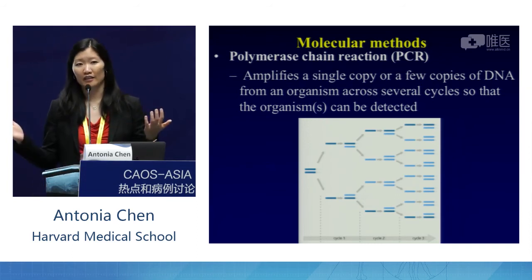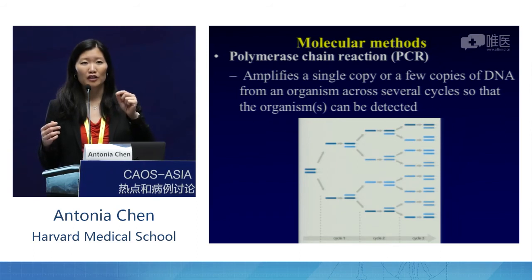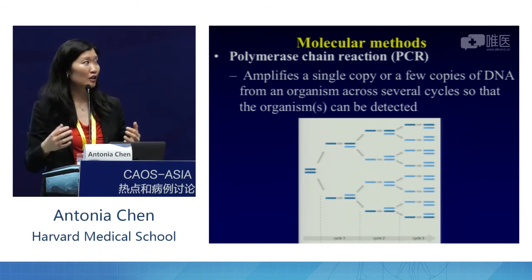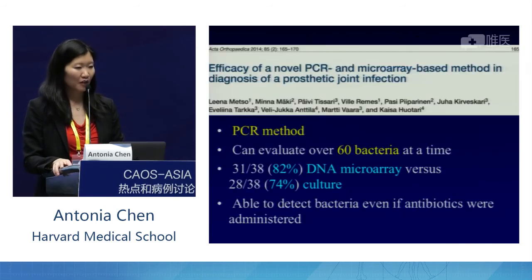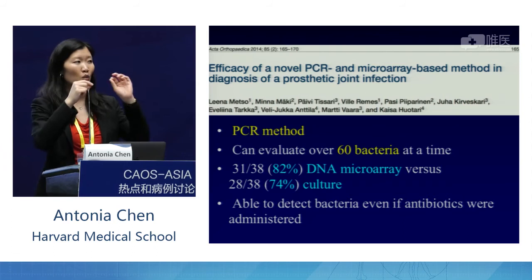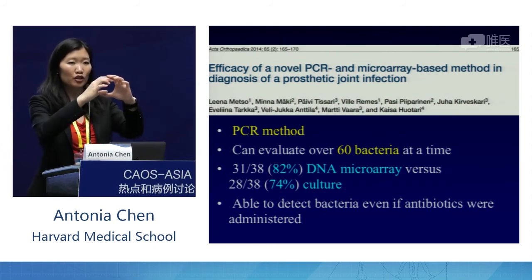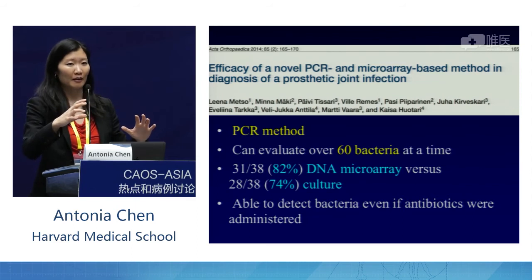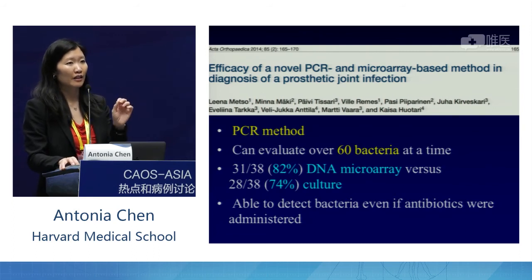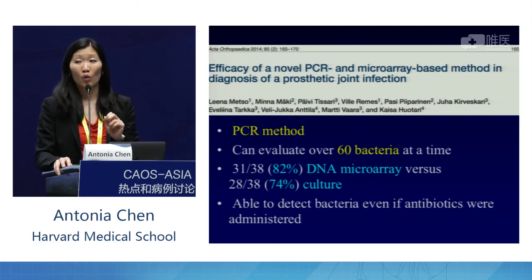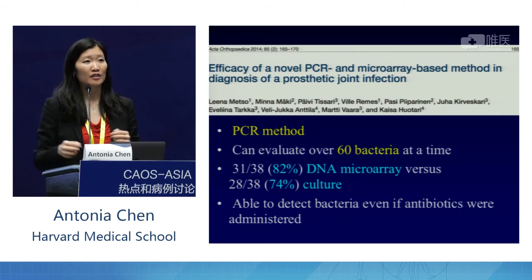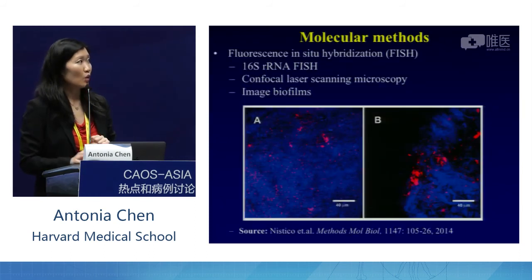PCR has been around for decades. It's not a new technology. But the benefit is if you have a little bit of bacteria, you can multiply it out multiple times to actually see what organism is present. The best way to do it is not to take every single bacteria and multiply it out multiple times. You want to take one bacteria and put one sample on a chip, and you can do 60 bacteria at a time. It has high sensitivity and high rates of culture, and they could even detect bacteria if the patient is on antibiotics. Why is that? Because remember, it just has to have the leftover DNA that's replicated, and then you can see what organism is present.